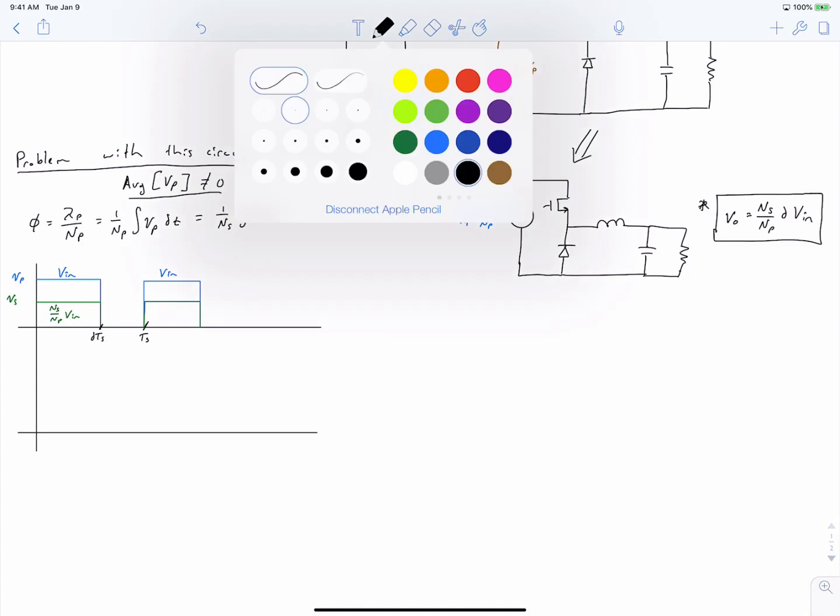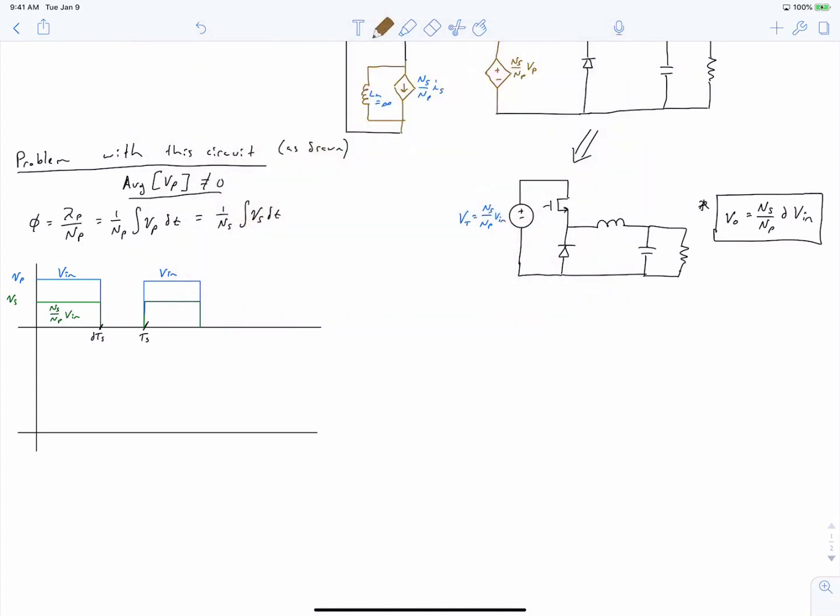Well, let's say that we're starting at time 0 when there's no flux in the core, everything is demagnetized. The derivative of the flux is positive at time 0, so it'll ramp up. We get to the end of this interval and there's no voltage applied across the core anymore, so the flux will stay constant.